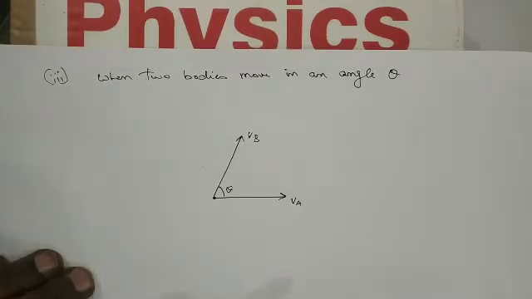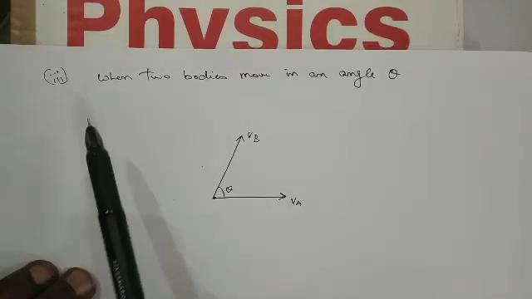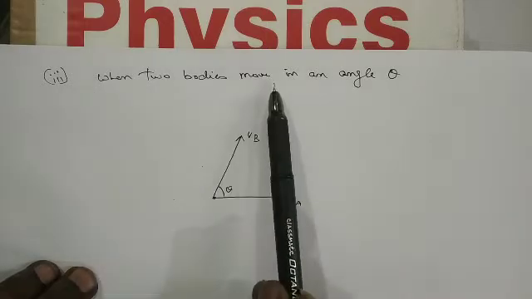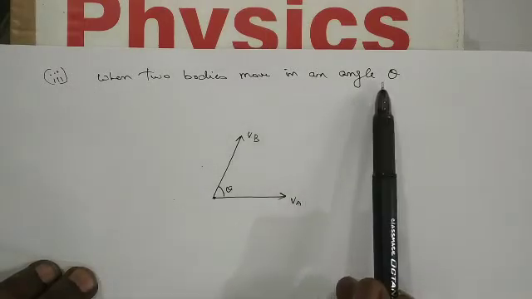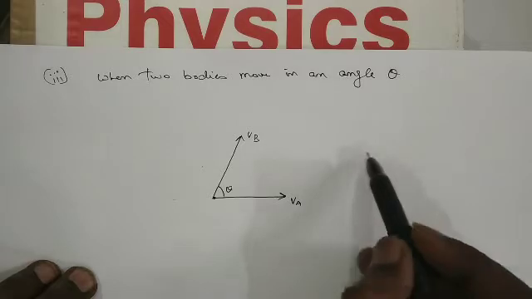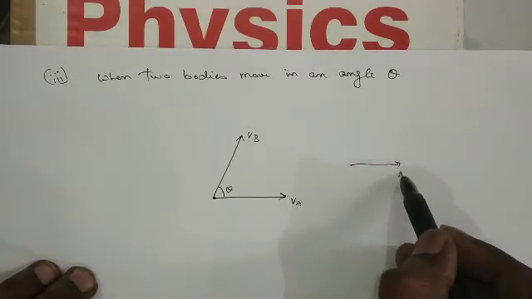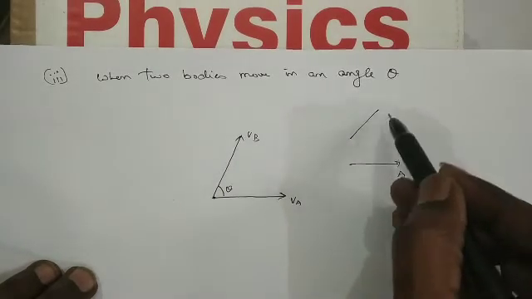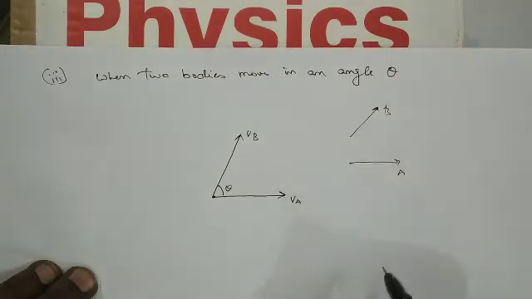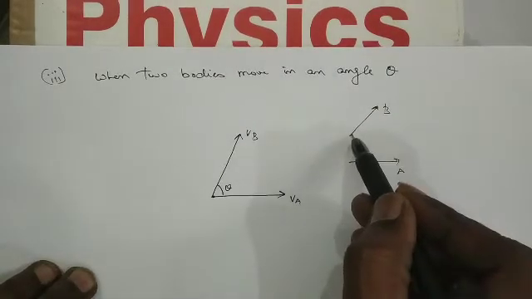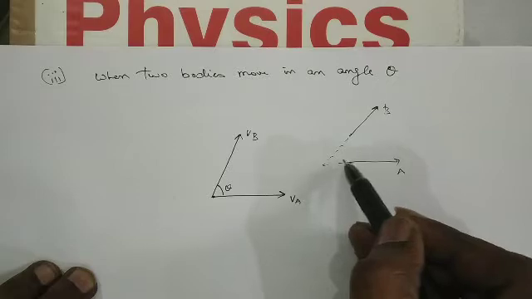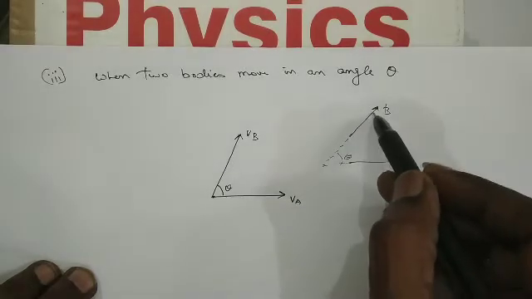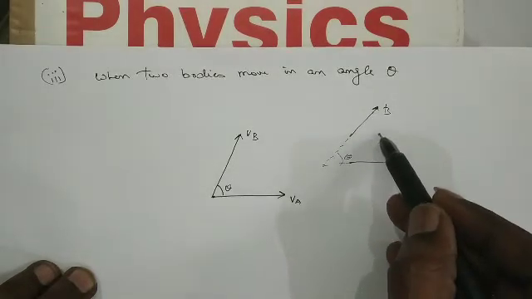We will consider the next instance where two bodies are moving in different directions, making an angle theta. Maybe it could be like this also. A is going like this and B is going like this, in this direction. But we can extend them like this and make an angle theta, or we can bring this one over here.